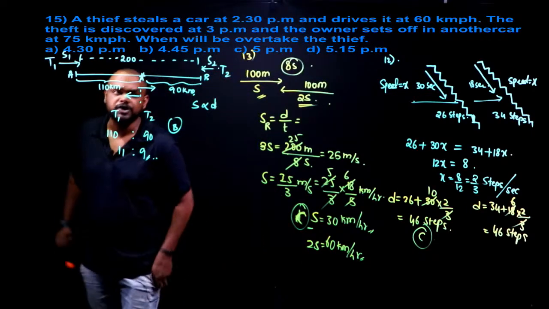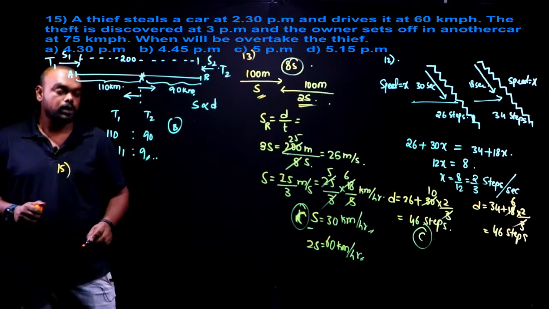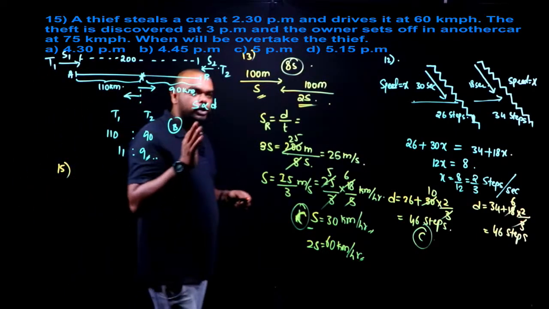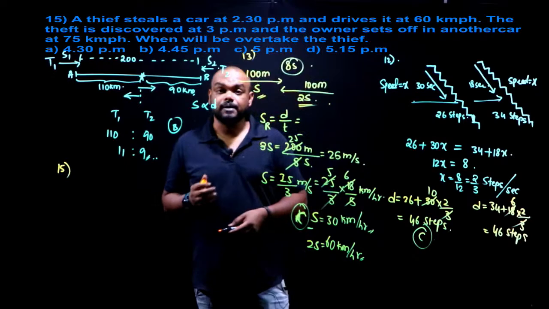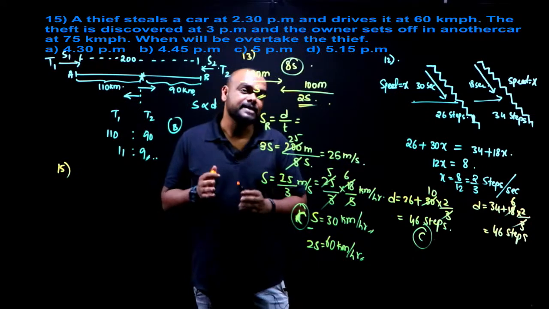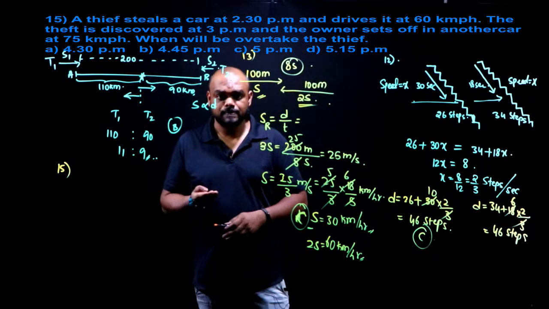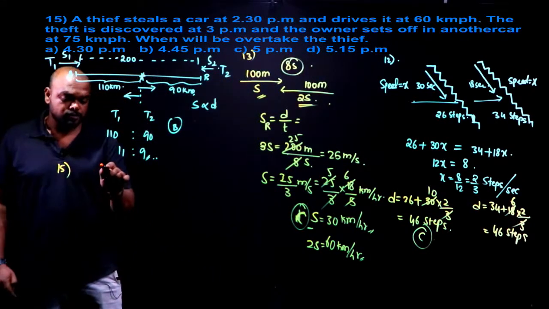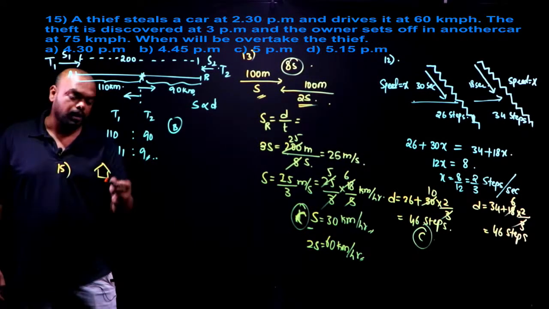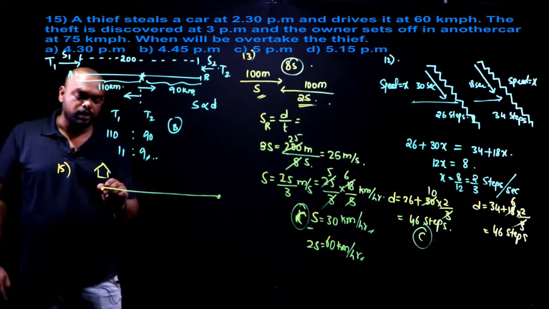Observe. Simple question. Cop on the thief problem, which we have already solved in the previous class. Look, the car is stolen at 2:30 and the owner started chasing the thief at 3 o'clock. It means a 30 minute gap is there. So in this 30 minutes, the thief would have already traveled some distance. Let us say here is the house. From here, the thief stole the car and traveled till 3 p.m., some distance from here to here.